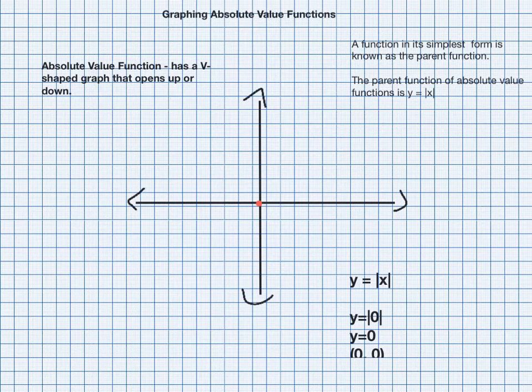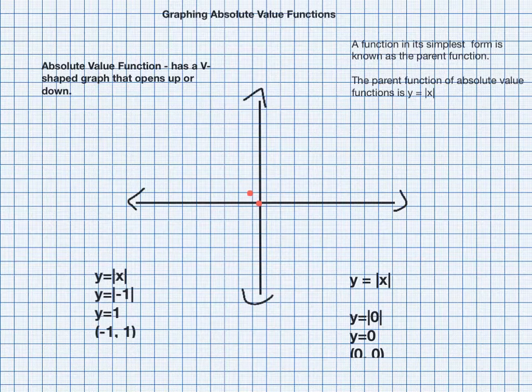If I take one point on the left side of the vertex and one point on the right side of the vertex, that will give me the V shape that I need to draw the graph. So if I choose the point just to the left of the origin, maybe when x is -1, then I would have y equals the absolute value of -1, and the absolute value of -1 is 1. So my new point is -1, 1. When x is -1, y is 1.